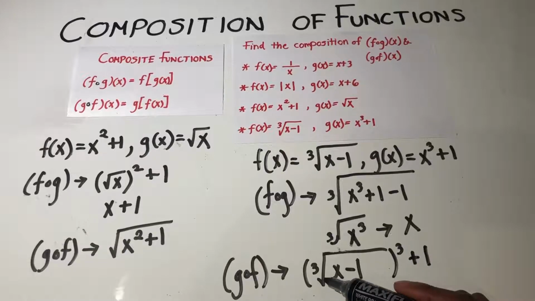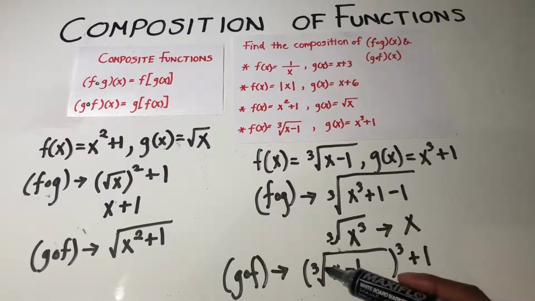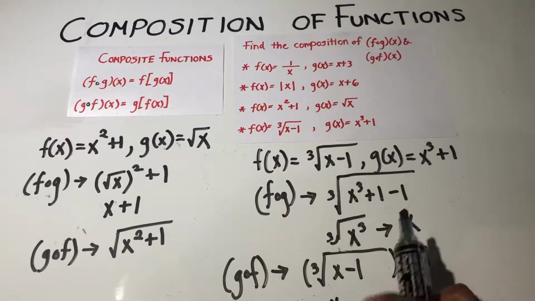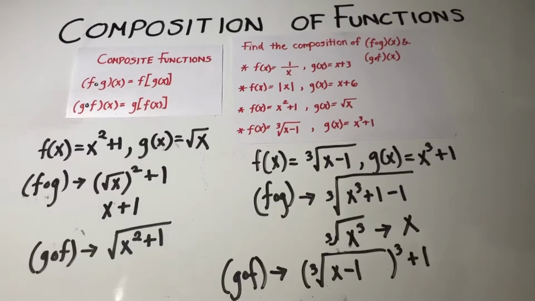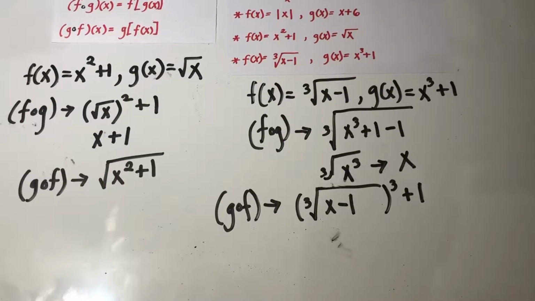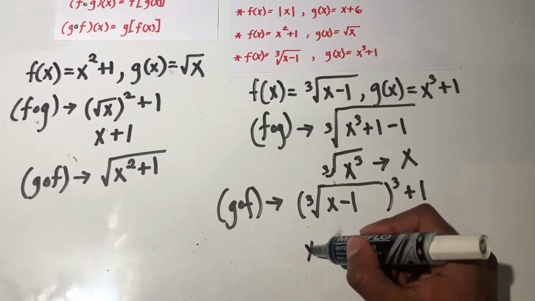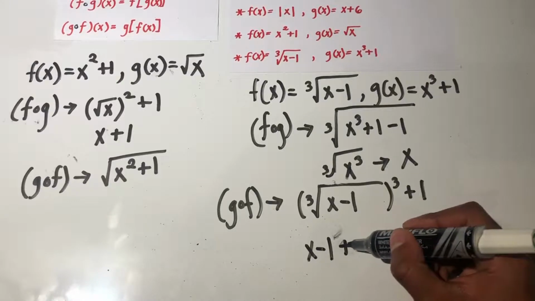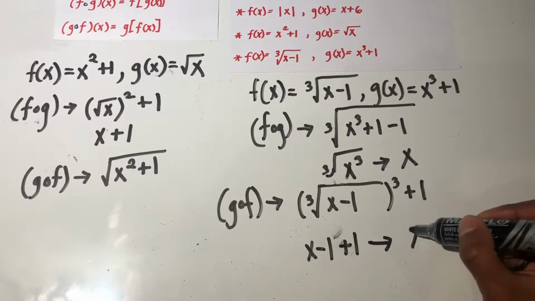Now the cube root cubed is just going to get rid of the whole radical, so we're going to end up with x minus 1, which was under the radical, and then we have plus 1 hanging outside. So x minus 1 plus 1 is just going to give us x.